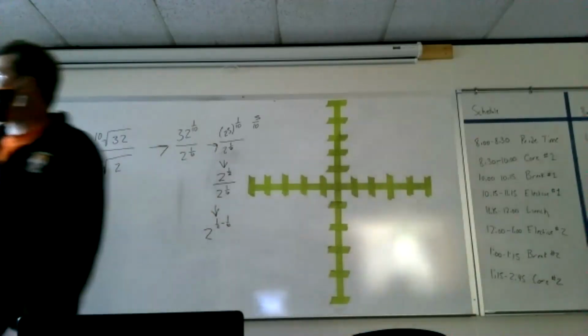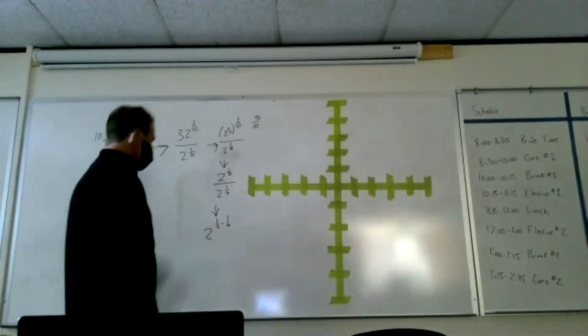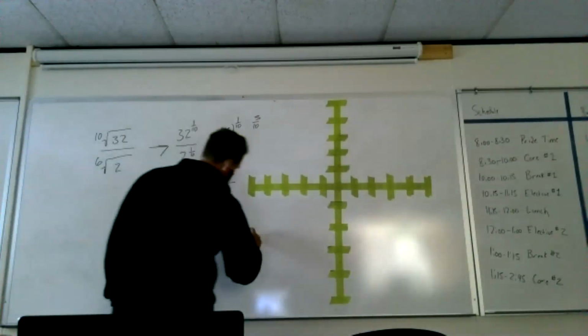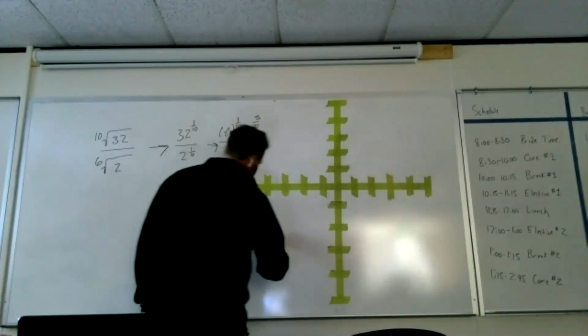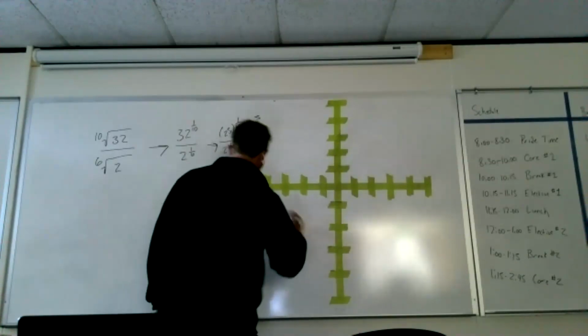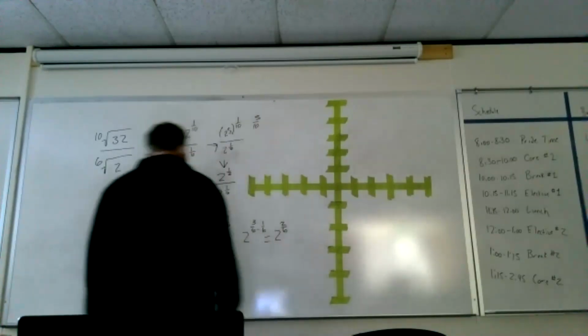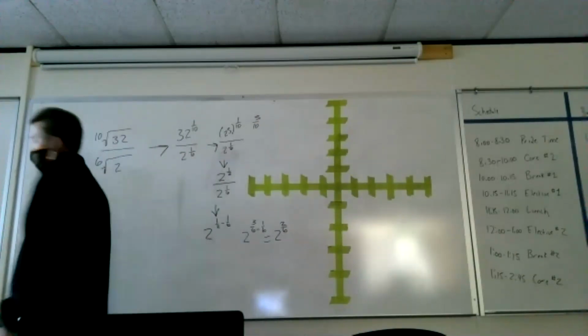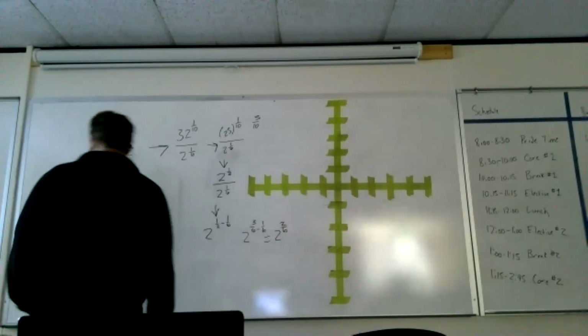So in order to subtract them, I need to have the same base. So I'm going to raise this to get to the 6th. Okay, so that's 2 to the 3/6 minus 1/6, which is equal to 2 to the 2/6 power or 1/3. Okay, 2 to the 2/6 or 2 to the 1/3. Once again, they're equivalent statements.